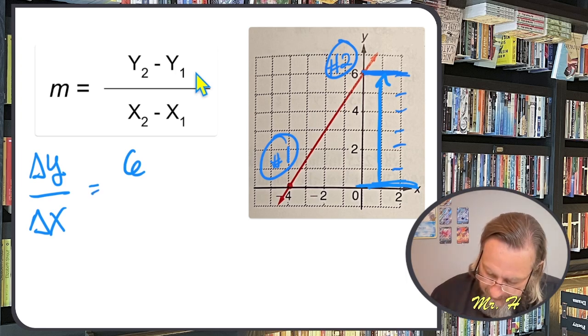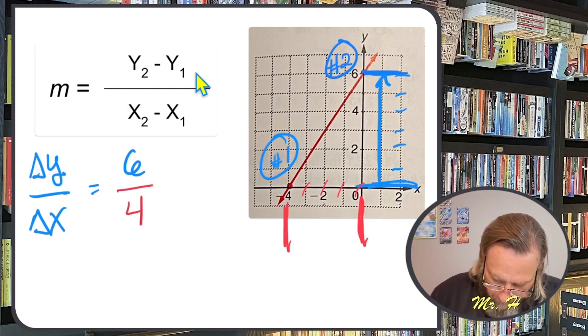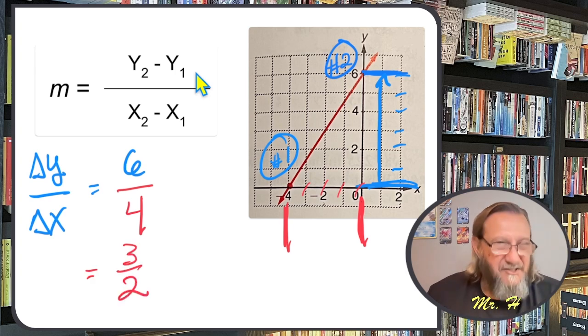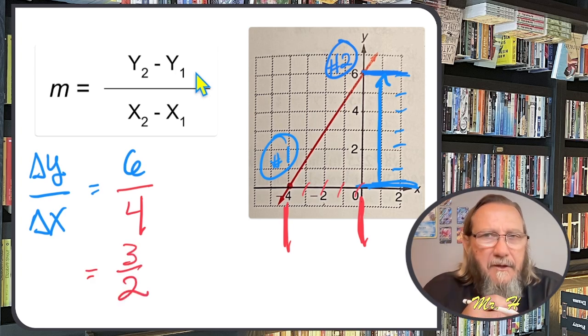And what is the x value doing? It goes from right here to right here. That's 1, 2, 3, 4. That's a positive 4 because it is 4 to the right. And so we have 6 over 4, which reduces to 3 over 2. Still get the same ROC, 3 to 2.